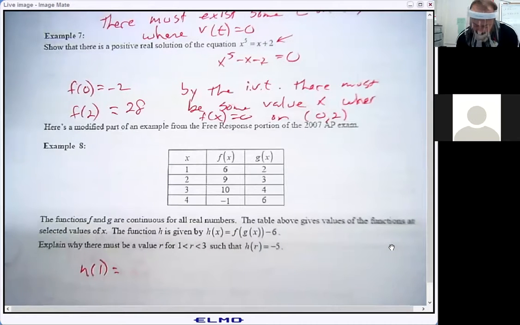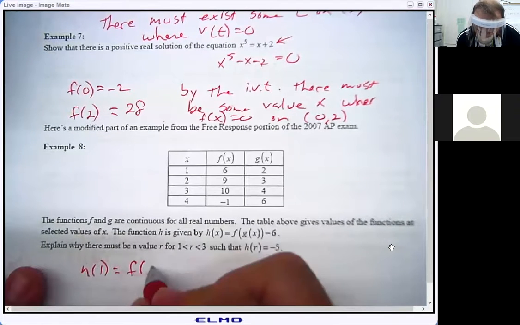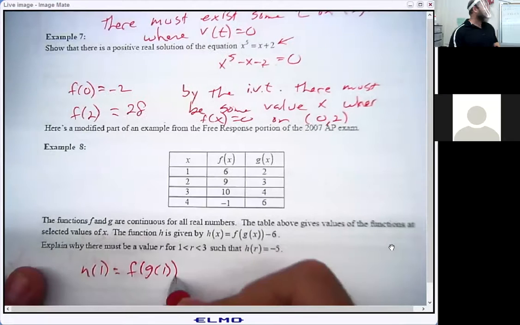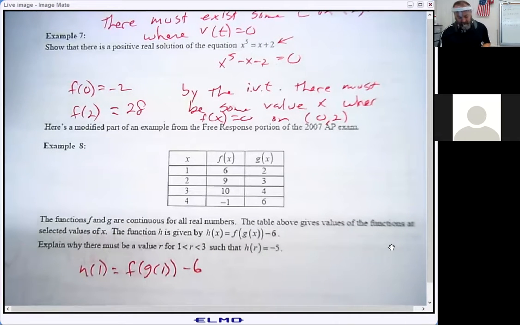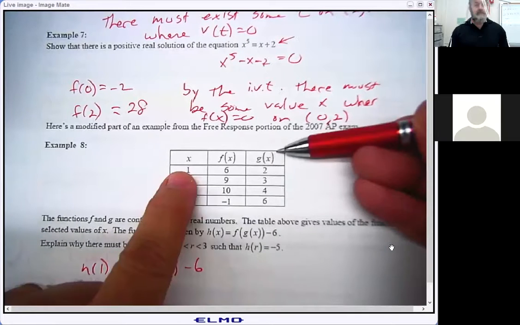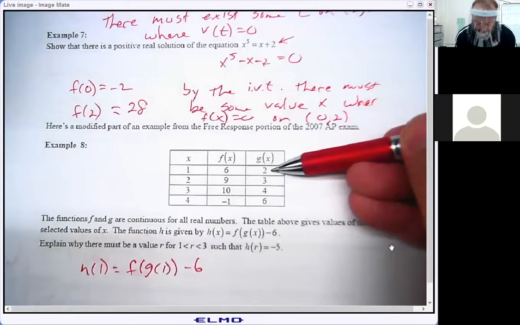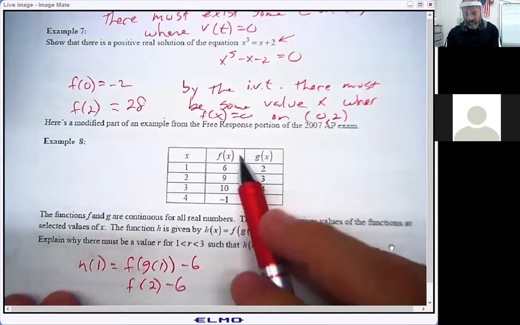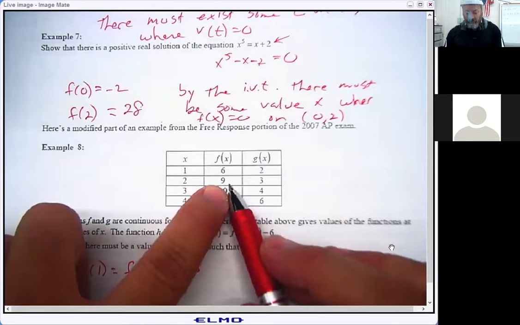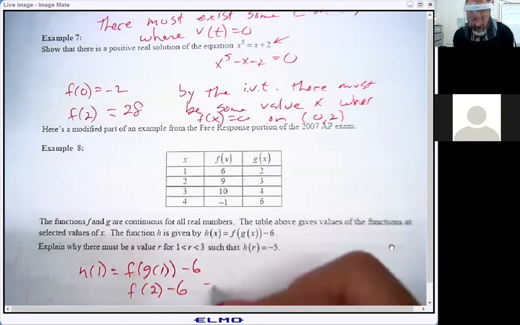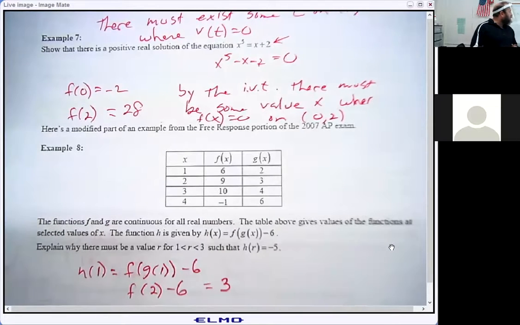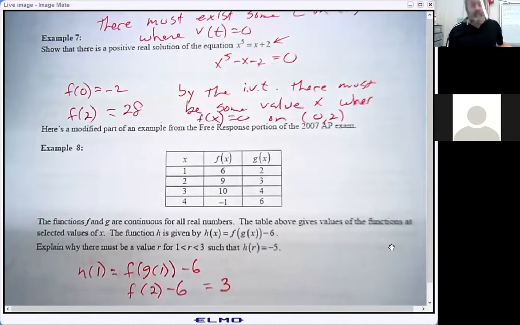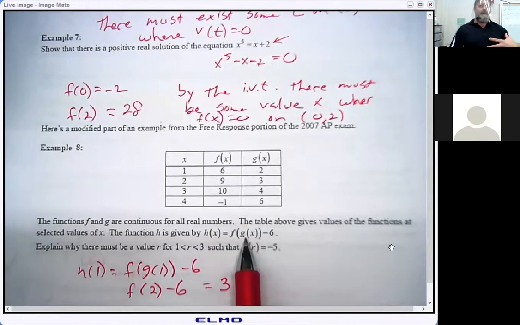Now, h of 1 is f of g of 1 minus 6. So let's see if we can figure out what that is. What is f of g of 1? Let's see, g of 1 right here is 2, isn't it? But what was f of 2? 9. And 9 minus 6 is 3. So what I just found out is that h of 1 is identically 3. Isn't that weird? We got some weird composite function, but we can talk about that composite.